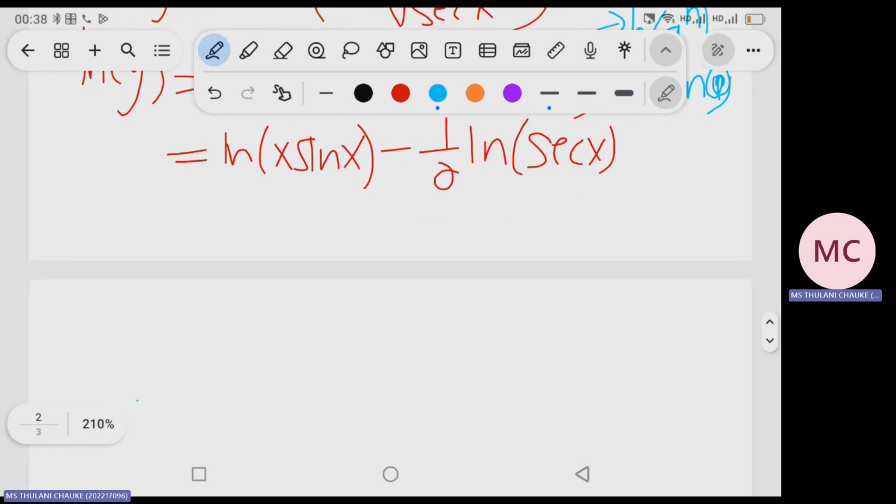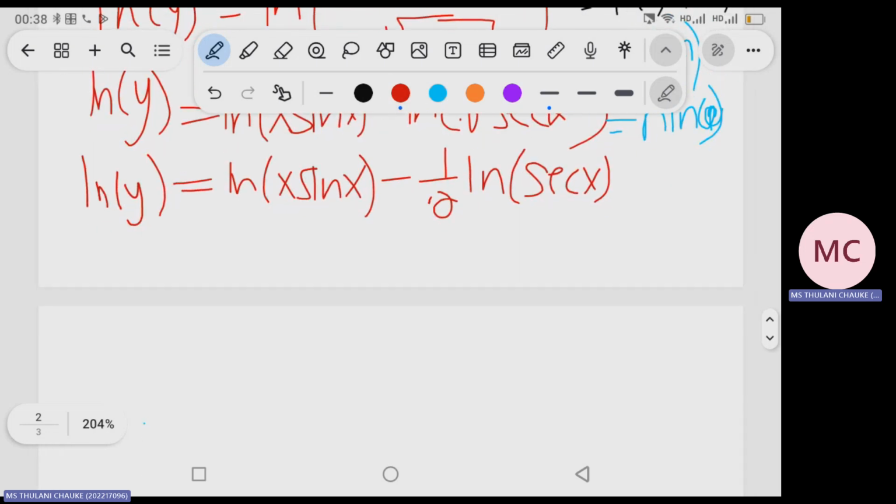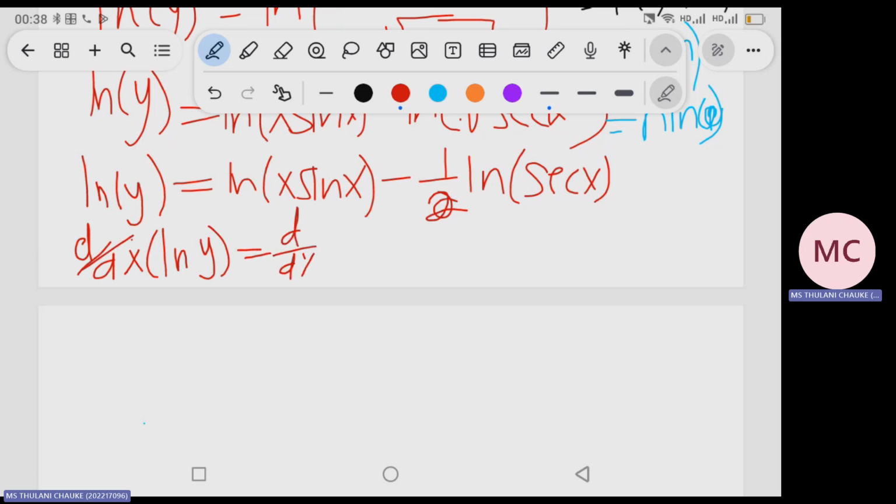So we're having this, and here we have ln y. So from here, we can just do what? We can just introduce the derivative. So d over dx of ln y, we'll also introduce it here. The ln of x sin x minus 1 over 2 the ln of sec x.